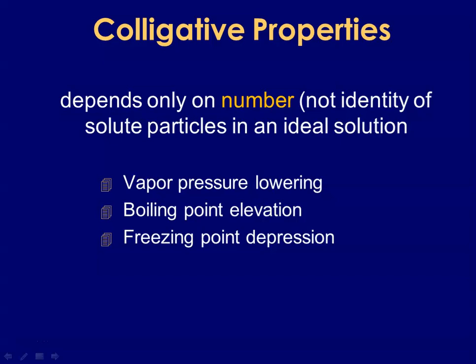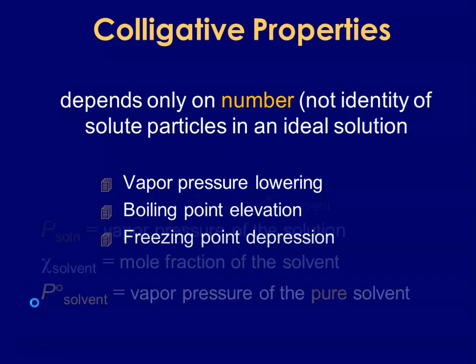All right, so this final video is going to focus on colligative properties. This is just an application of solutions, and it basically is used to describe how the number of solute particles can have an impact on various properties of an ideal solution. It doesn't matter the identity of these particles, just the number of them that are present in your solution. They can have an impact on the vapor pressure by lowering it, on the boiling point by elevating it, and on the freezing point by depressing it.